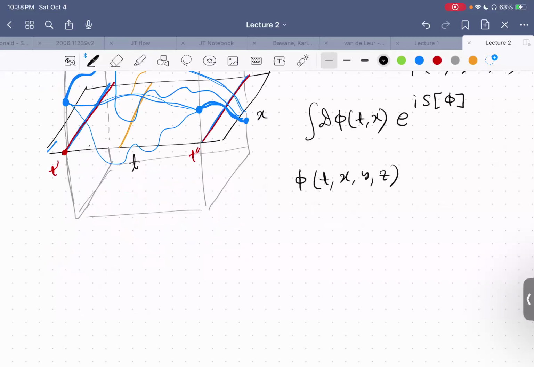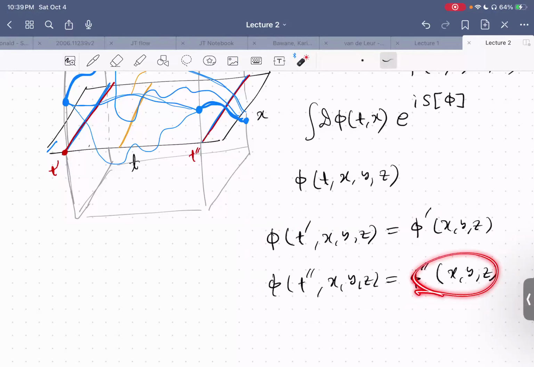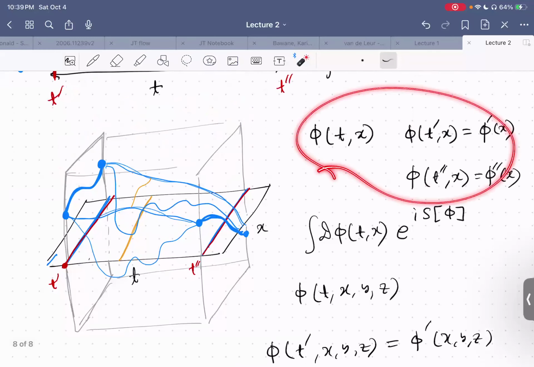So we will say that sum over all field configurations such that at t prime, you have some specific function of x, y, and z. And at t double prime, you have some other specific function of x, y, and z. And then if you sum over all field configurations that satisfy these boundary conditions, you will have computed the transition amplitude from this function of xyz to this function of xyz. Okay. And this is what you would call a 4-dimensional field theory. And this is what you would call a 2-dimensional field theory.